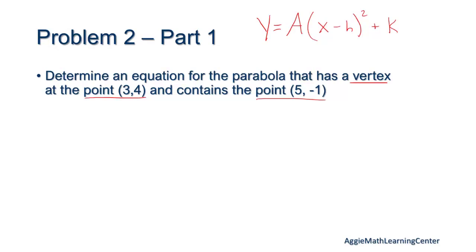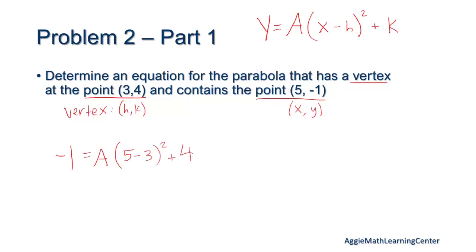So this point, since it's the vertex, will be in (h, k). And then this point is just (x, y), same as normal. So I'm going to take h, k, x, and y, and I'm just going to plug them all in. y is -1 equals a, x is (5 minus 3) squared plus 4. Sweet.